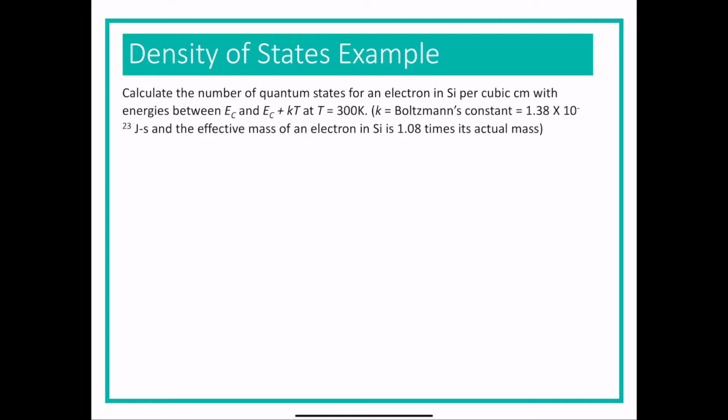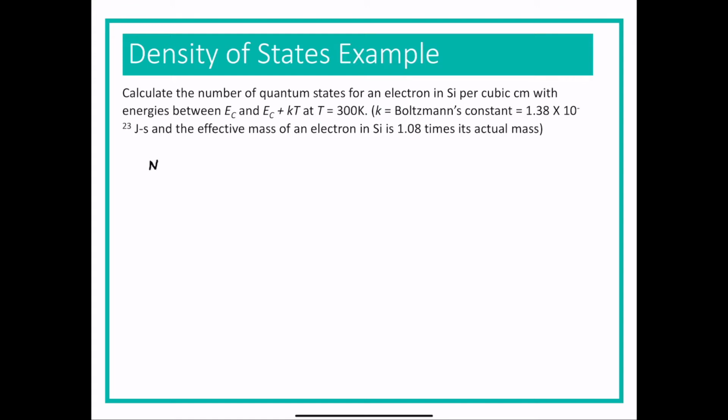So we're going to find the number of quantum states in silicon for an electron per cubic centimeter, and we know what the energies are. We don't even know what the conduction energy is. We just know that the energy is between the conduction energy and the conduction energy plus kT, and that's just one of those common things. That's basically a unit of energy in joules. And we're just going to figure out what that value is.